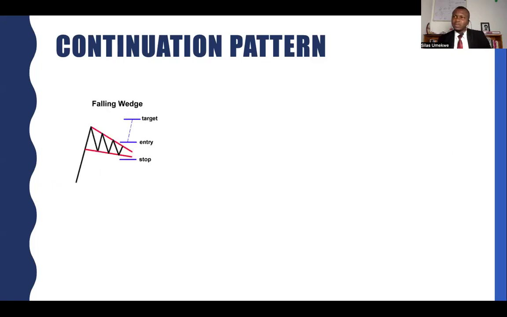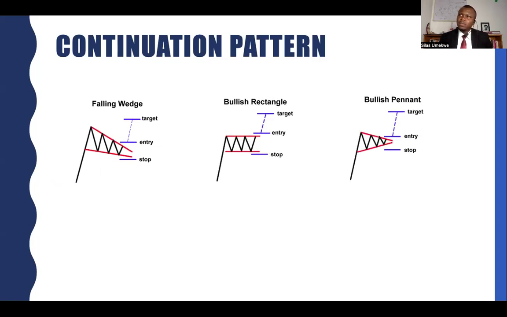Okay, so let's continue and look at some patterns that are continuation patterns. We have about 3 continuation patterns: the falling wedge, the bullish rectangle, and the bullish pennant. There are still more, but these are the most obvious. Now, this rectangle is one bad guy that you will always see very regularly. Now, the market is rising.